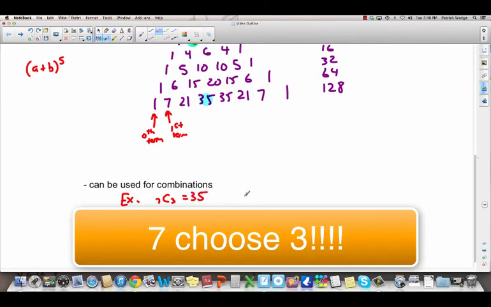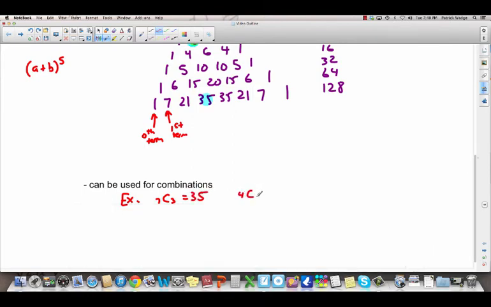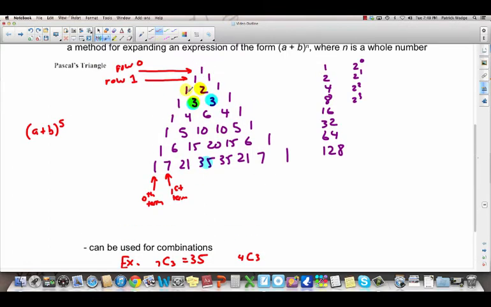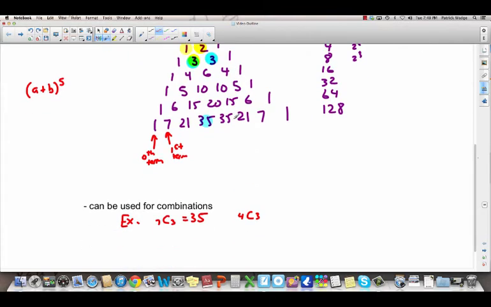How about, I don't know, 4 choose 3. Okay, 0, 1, 2, 3, 4. This is the 4th row. And then choose 3. 0, 1, 2, 3. 4 choose 3 is 4. Done. Pretty cool.